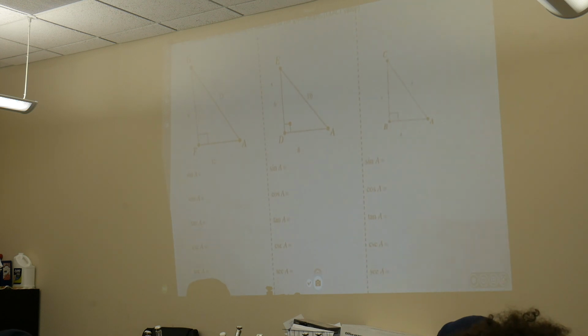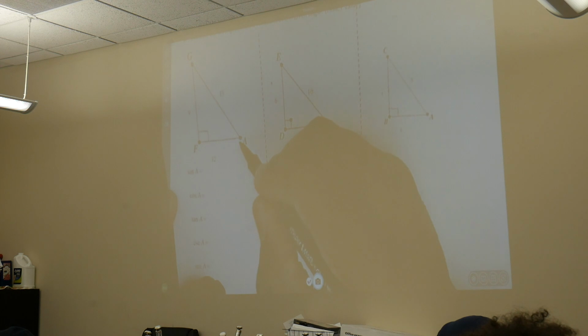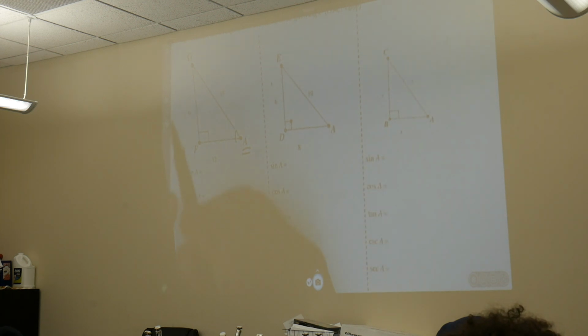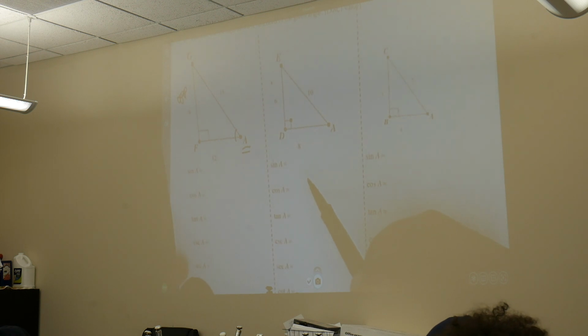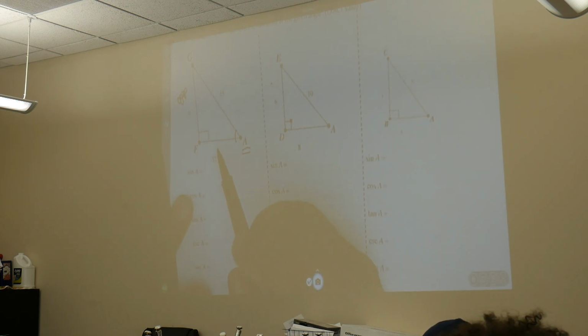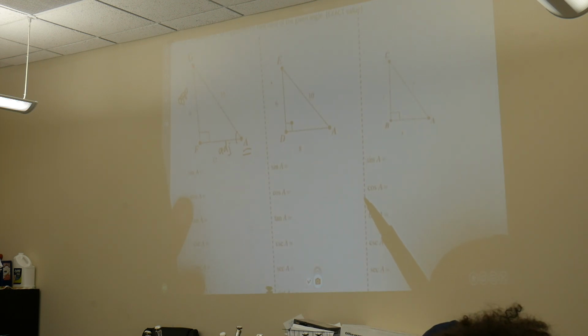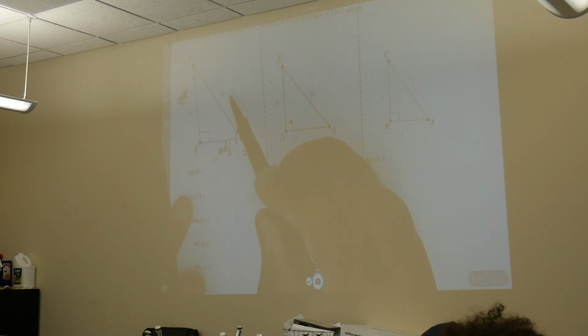So, are we paying attention? With respect to angle A, here is angle A. With respect to angle A, this 9 is the opposite side. So I want you to mark your work that I'm doing. Got it? 9 is the opposite side, and the 12 represents what? Adjacent. And then the 15 represents the hypotenuse.